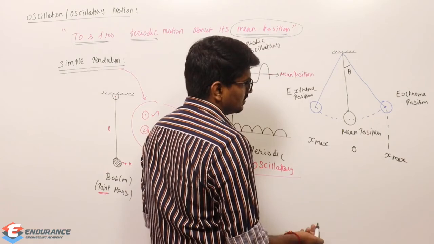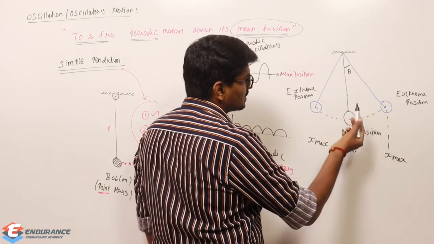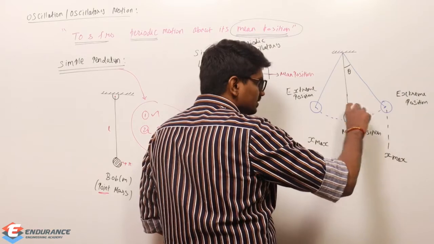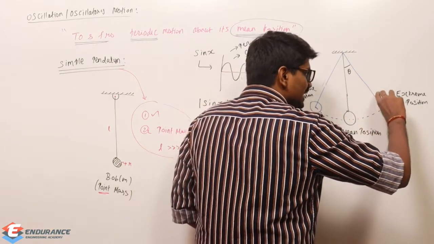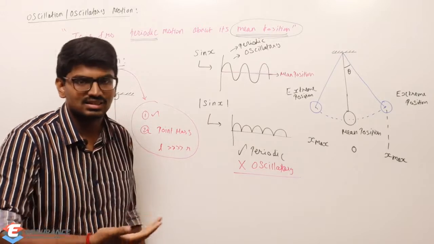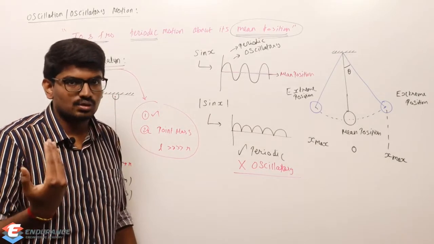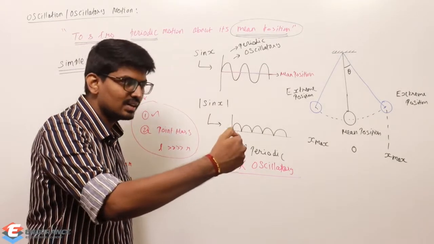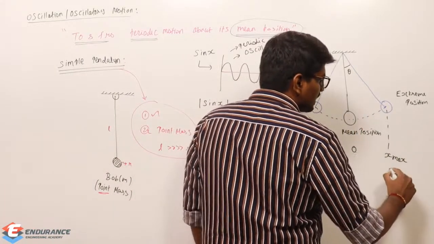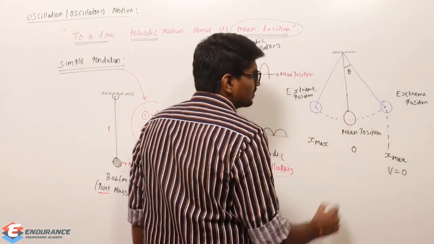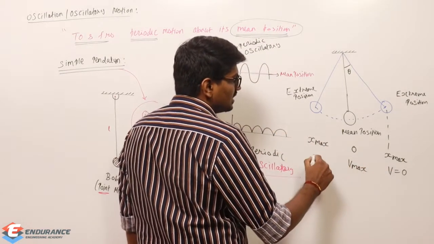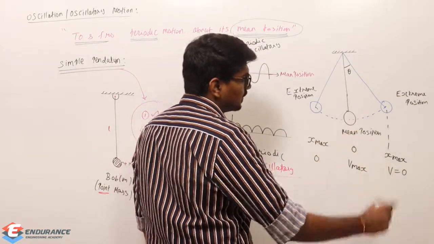But what about velocity at the extreme position? When it reaches here, it will pause for a moment. It is an extreme position. We have dealt with extreme positions in many cases, like the slider crank mechanism. When it reaches the extreme position, it will stop and again come back. So at the extreme position, my velocity will be 0. When it reaches the mean position, it will be maximum. And again at the other extreme position, it is 0.